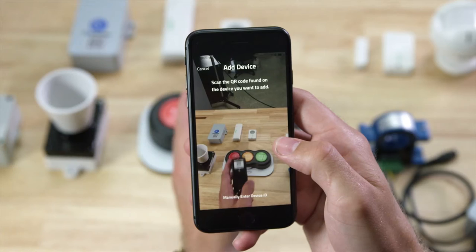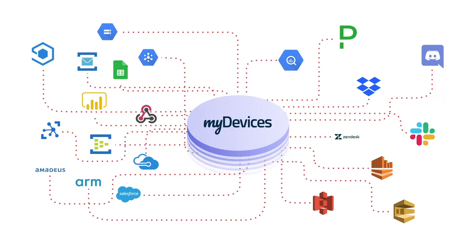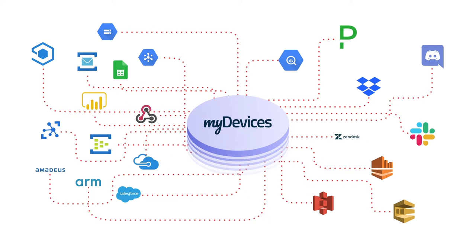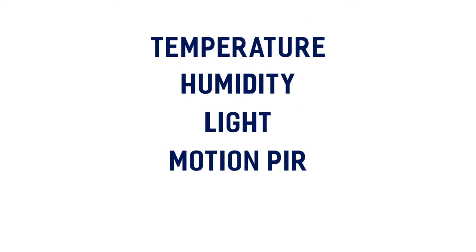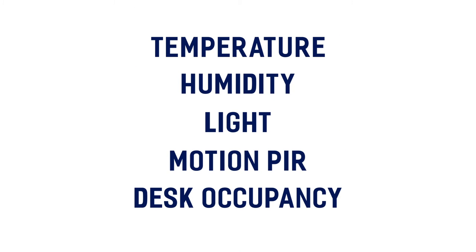Like with all of our devices, you simply scan the QR code to begin using the device on any platform. The data types included in this sensor are temperature, humidity, light, motion PIR, and desk occupancy.